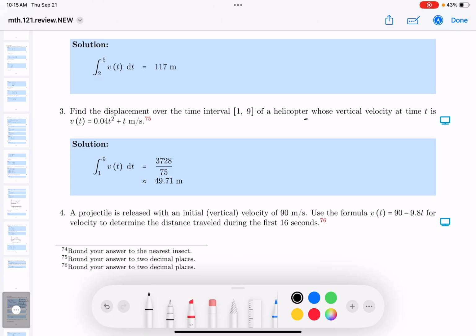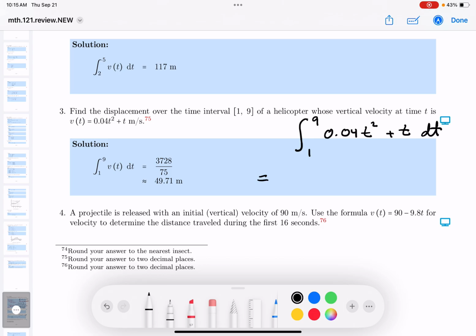Okay, for problem number 3, again, it's asking for displacement, which makes it easier for me to do. I'm just going to integrate the velocity function, write this over here for you, and that's going to be from 1 to 9. This is a vertical function. It's up and down, so the integral of 0.04 t squared plus t dt.